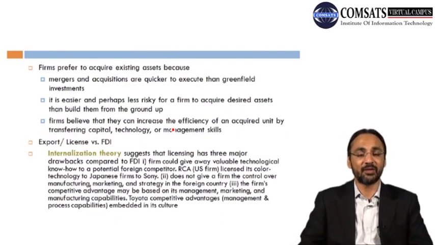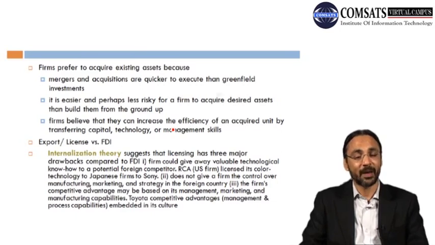Why do firms prefer merger and acquisition compared to greenfield FDI? These are the three reasons. Merger and acquisition are quicker, easier, and perhaps less risky. The third is that firms believe they can increase the efficiency of an acquired unit by transferring capital, technology, and management skills. And why do firms prefer FDI over licensing? Because of trade barriers, to overcome the quotas or some sort of tariffs.